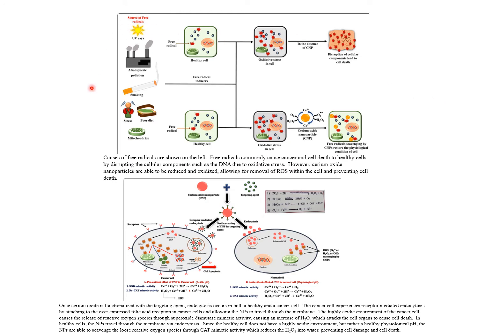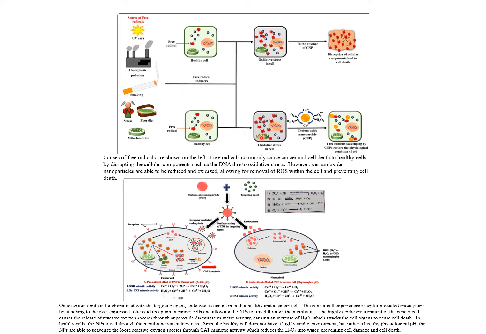A main cause of study is free radicals, and some of the sources of free radicals are UV rays, atmospheric pollution, smoking, of course. Stress and poor diet are also some things that can contribute to free radicals within the body. So firstly, free radicals, they're not very good. They cause very high oxidative stress in the cell, causing denaturation, disruption of cellular components, and it just leads to cell death because the cell cannot handle it.